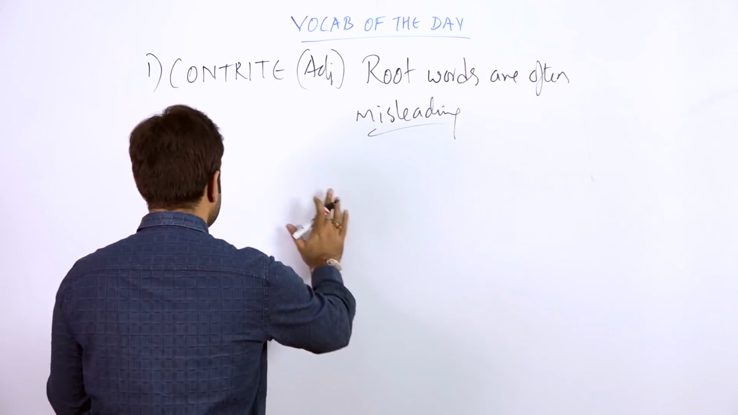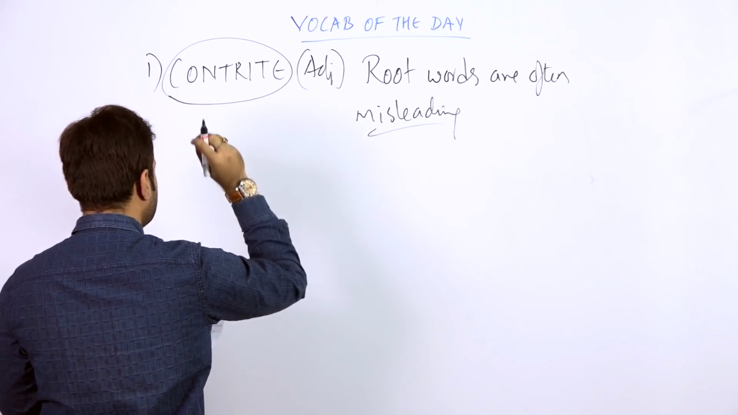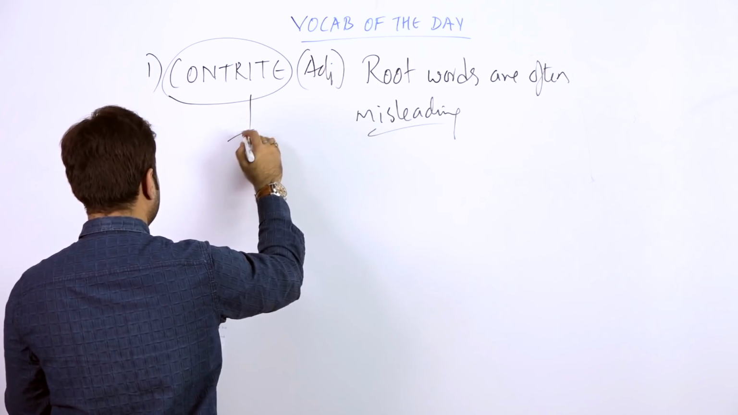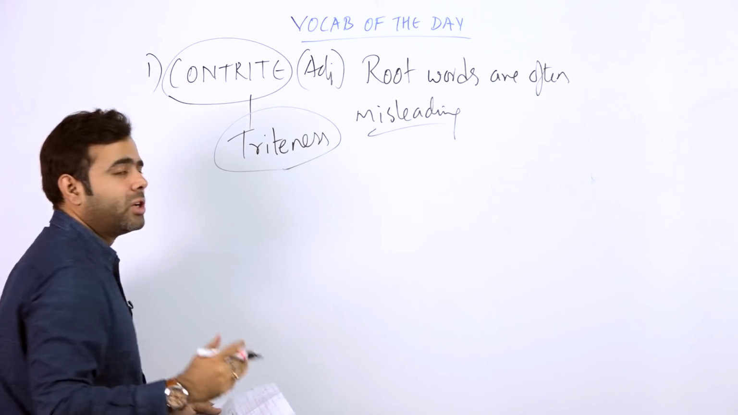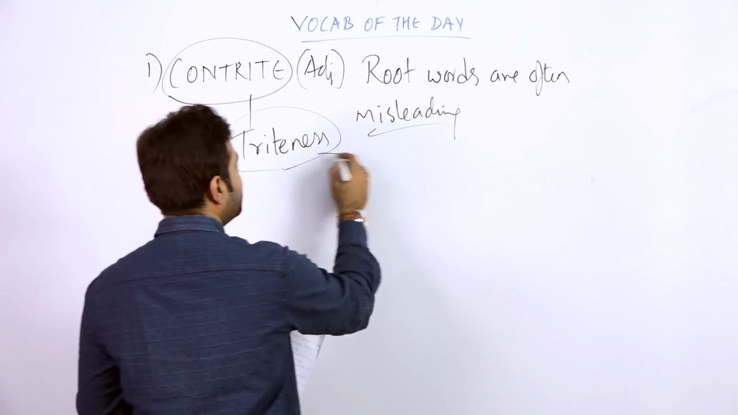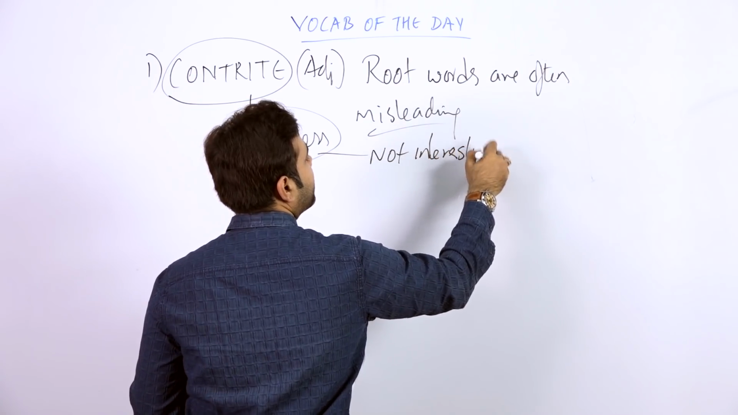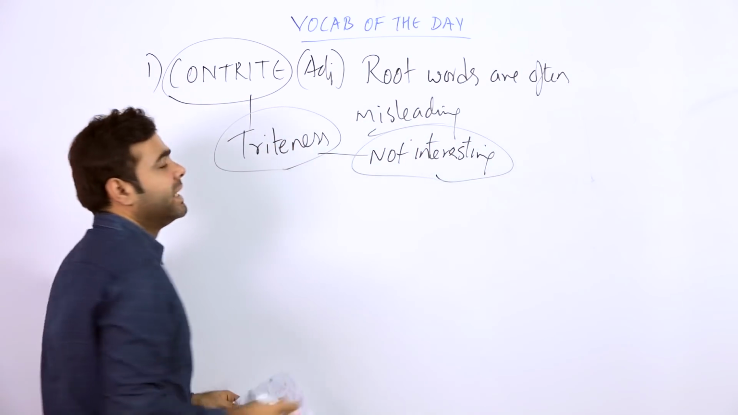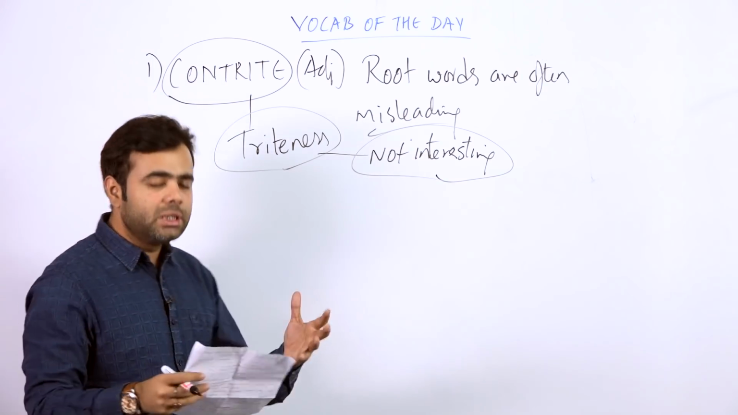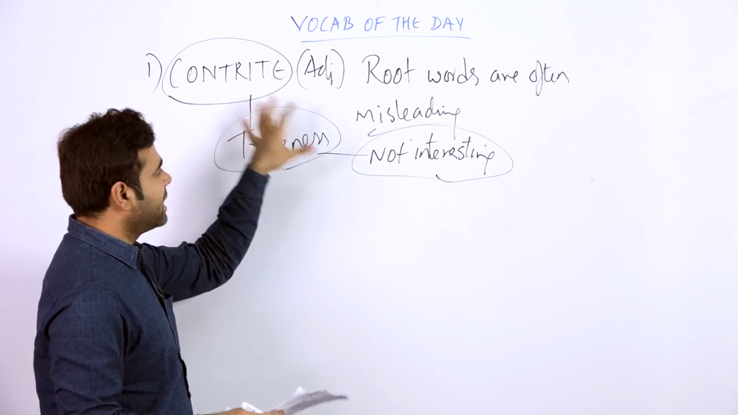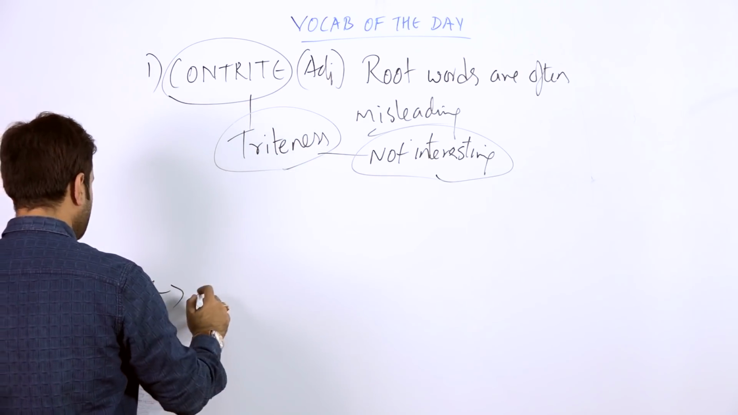Why am I saying so? Because this word does not relate with anything related to the word TRITENESS, triteness. There is a word triteness, or say trite, which means not interesting. Are you getting, students? Which means not interesting. But here in the sentence where I am going to use the word contrite, if people say co is something with, and trite is not interesting, so what does this particular sentence tell you?